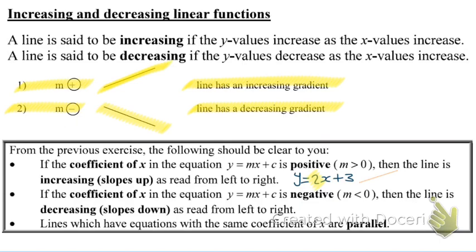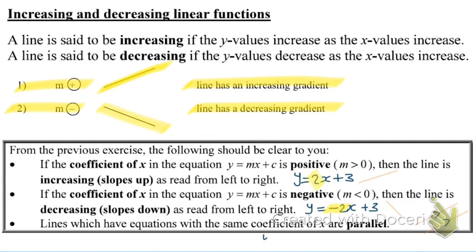So the next one says, in English, if I have a negative m value, a negative gradient, like negative 2x plus 3, then I have a negative gradient, so I'll have a downhill line like that. Okay, then the lines which have equations with the same coefficient are parallel. So that just says that if I have two parallel lines, parallel like that, it means that those have the same coefficients of x, so the same gradients.